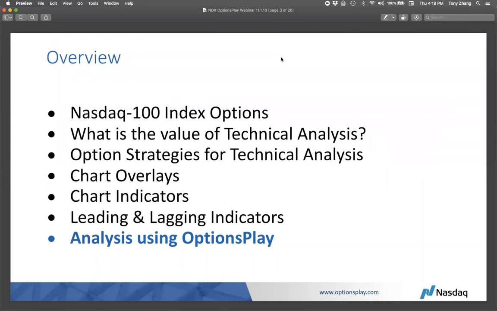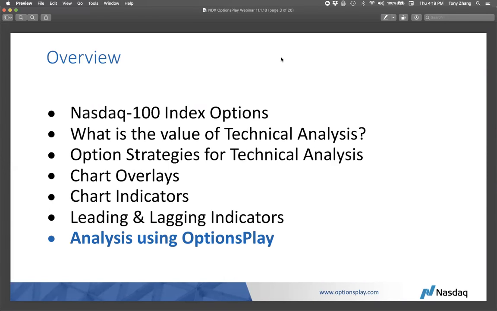So first, I'm going to start off like we do with these webinars, with a little introduction about the Nasdaq-100 Index Options. For those of you that have not traded this product, I want to make sure everyone's familiar with what it is and how you can trade it. Then we're going to jump over to technical analysis.